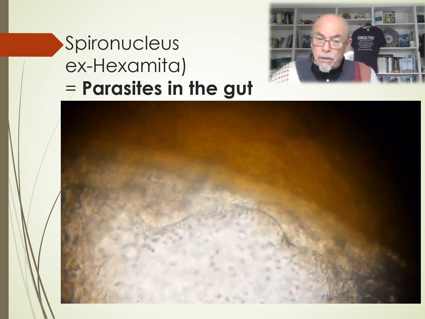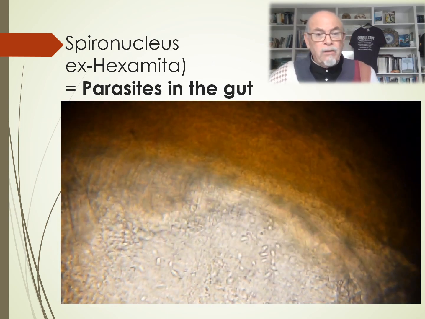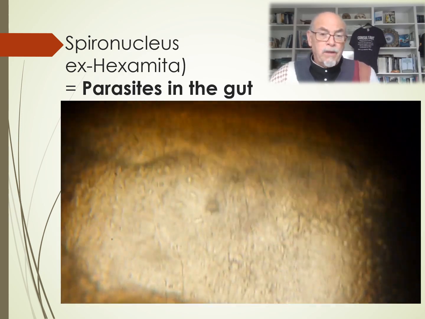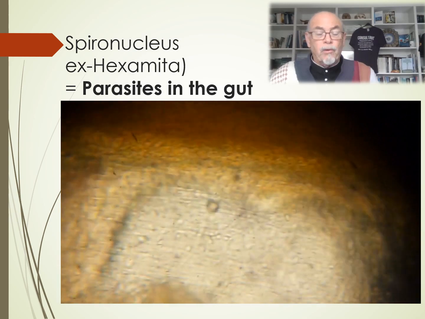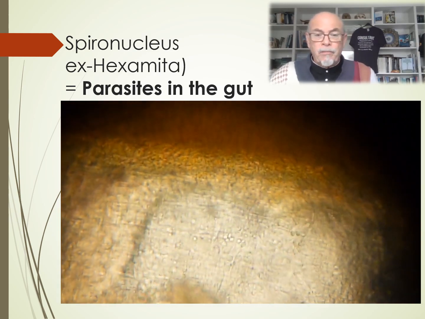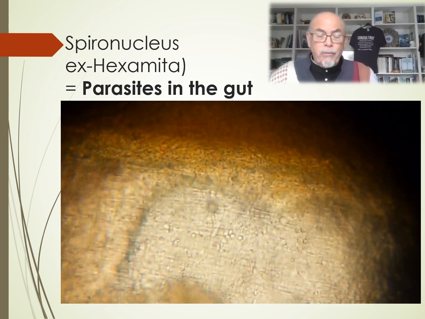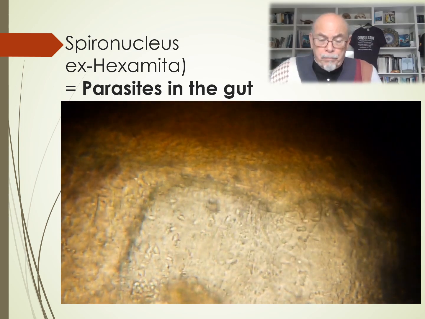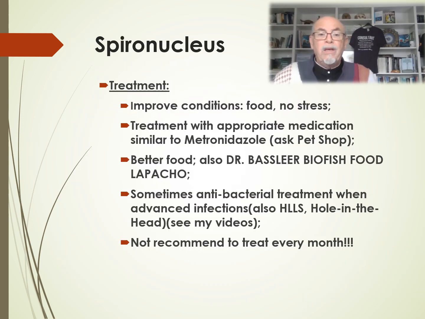It's a little animal in the gut, in the intestine, damaging the wall of the intestine and causing a bad absorption of minerals, vitamins, and nutrients. So that weakens the fish and gives a risk of many possible secondary infections, particularly bacterial. So what can I advise you as a treatment?